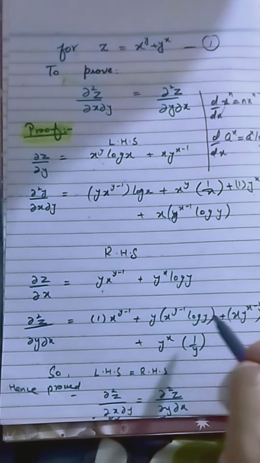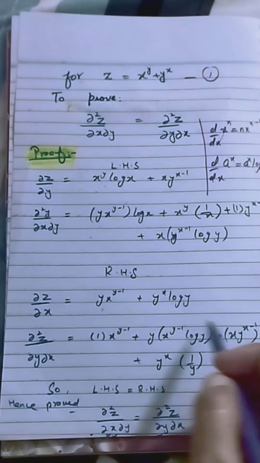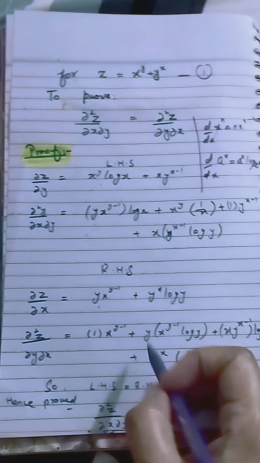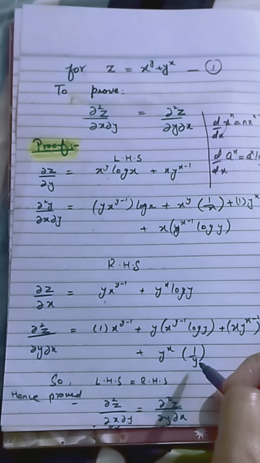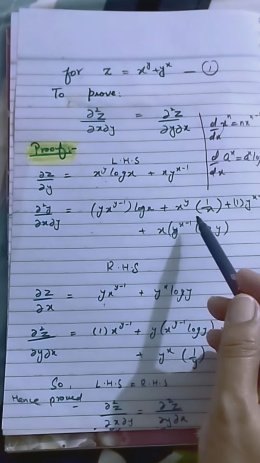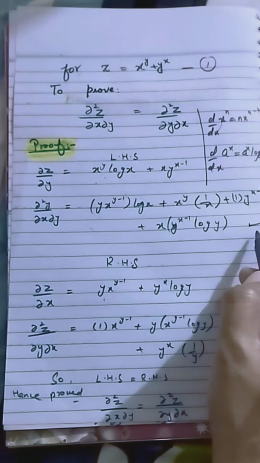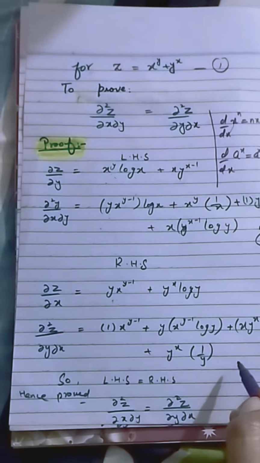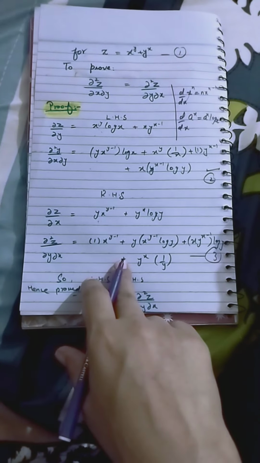The derivative of y^x would be y^x log y, and the first term would be as it is plus the first term as it is and the derivative of the second term would be 1/y. So here, let's compare the values of equation 2 and equation 3. We have the same values.